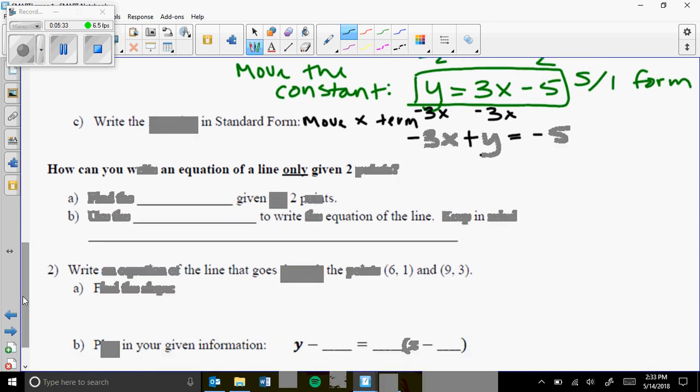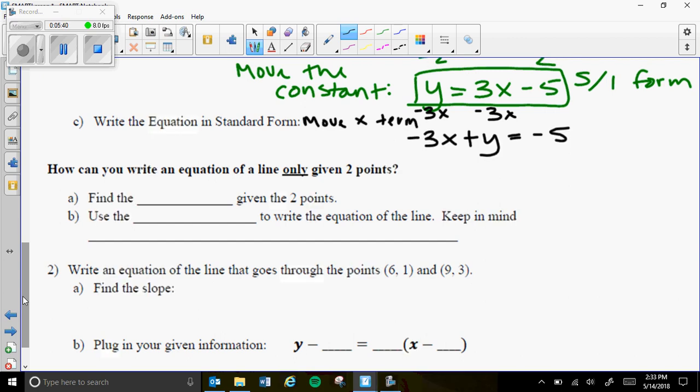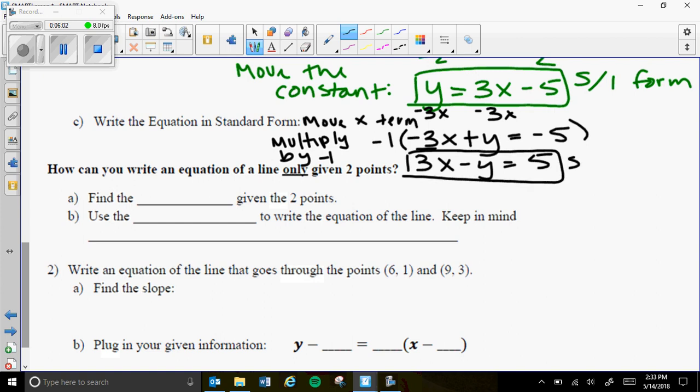So if I look at what I have so far, I don't have any fractions or decimals, but this number right here is negative, negative 3, and I can't have that. It has to be a positive number. So in order to undo that, I need to multiply everything by negative 1. When I do that, I just flip the sign of everything. And here is that equation in standard form.